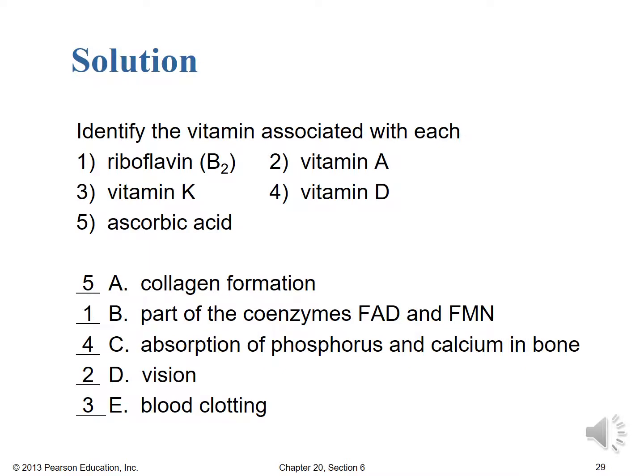Okay, so looking down below, collagen formation, hopefully you recalled that that was ascorbic acid, vitamin C, that was important for that particular function. For B, a part of the coenzymes FAD and FMN, that was number 1, riboflavin, or vitamin B2. For C, absorption of phosphorus and calcium in bone, that was our good friend vitamin D, D3 specifically, and that's why it's often added to milk and other dairy products to help with the absorption of the phosphorus and calcium in those foods. For D, vision, that was our friend vitamin A. And finally, E, blood clotting, was vitamin K.